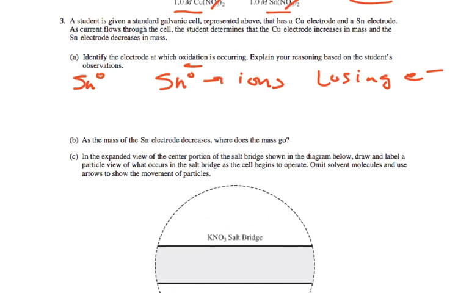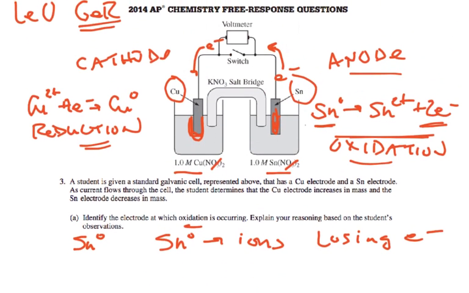Now, as the mass of the tin electrode decreases, where does the mass go? Well, a really common answer here for students was saying that this electrode is losing mass because it's losing electrons, and that just is not true. Tiny, tiny bit of mass, really. But what's going on is that this is losing mass because the metal is turning into ions. So all that mass is the tin metal going into solution.